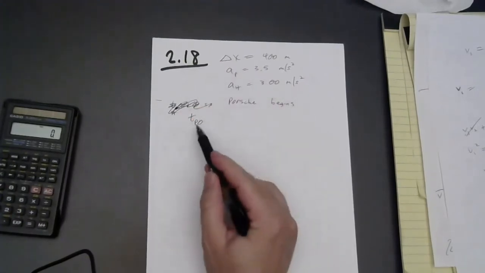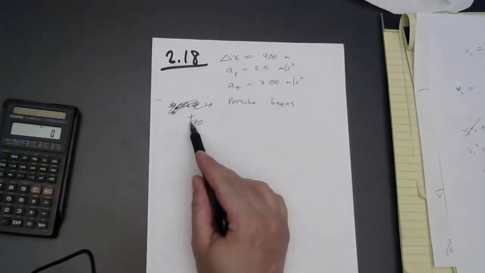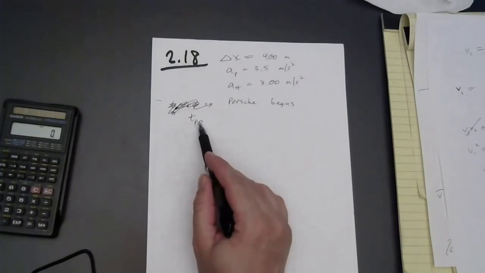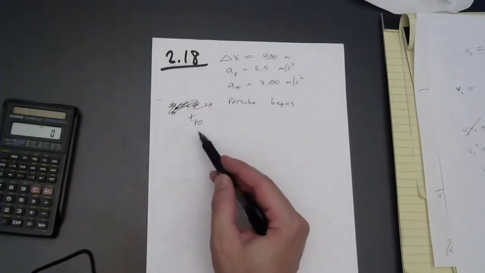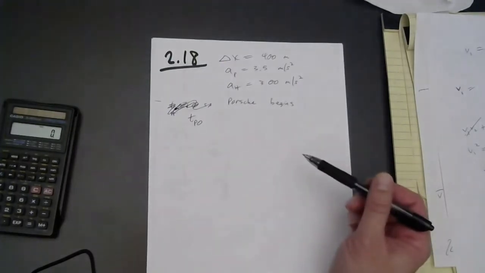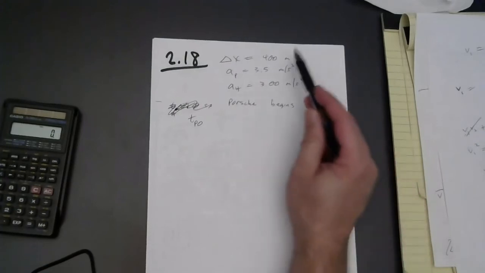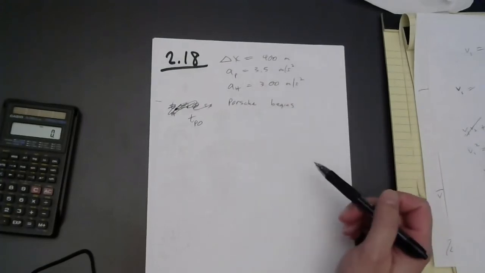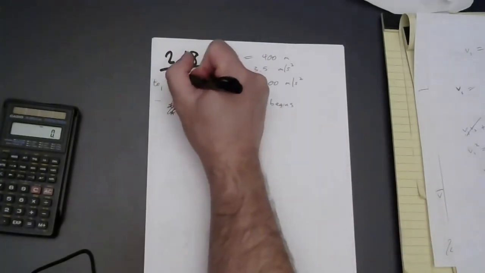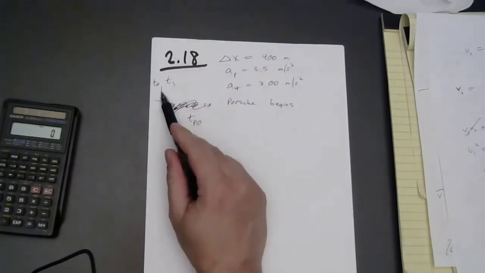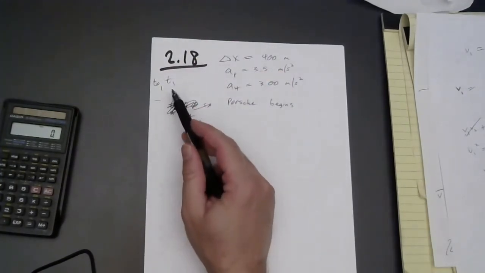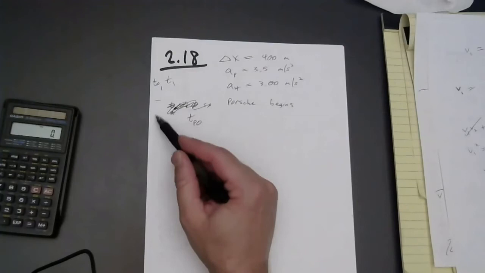TP0. So this is the time for the Porsche. I'm going to assign two meaningful times for both cars: the time at which they start driving and the time at which they cross the 400-meter line. Those are the two relevant times, and I'm calling them T0 and T1. But those two times are different for the two vehicles. That's why we need the additional subscript.